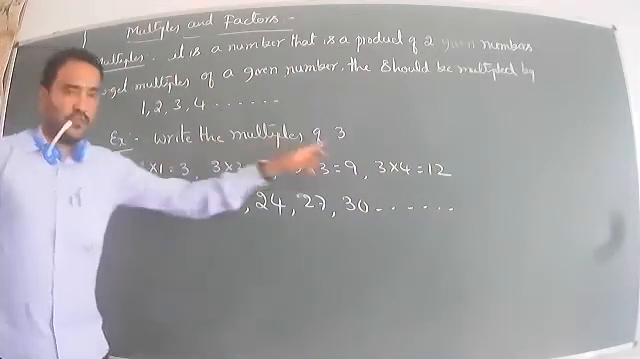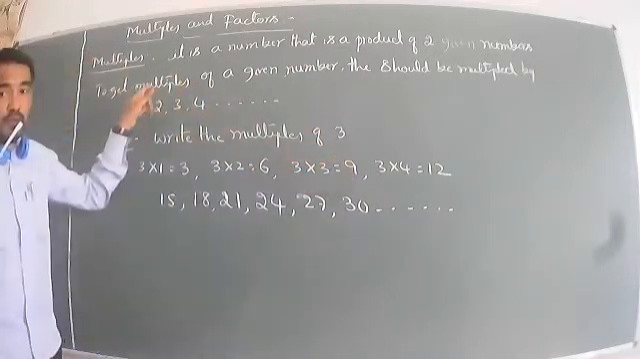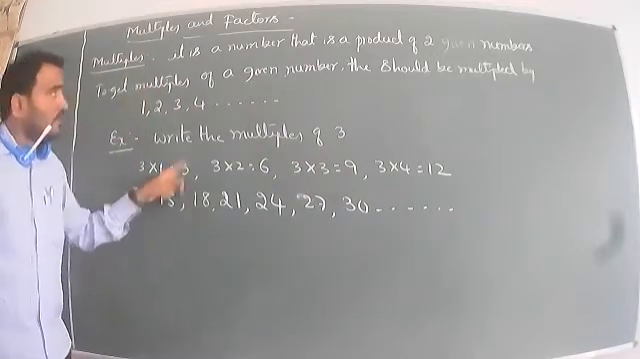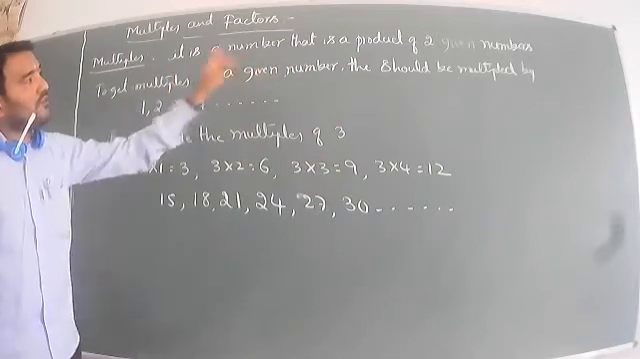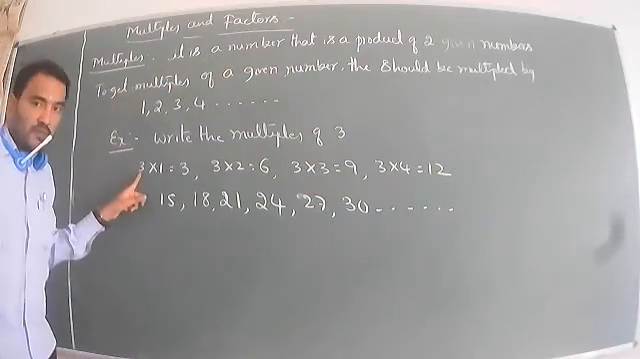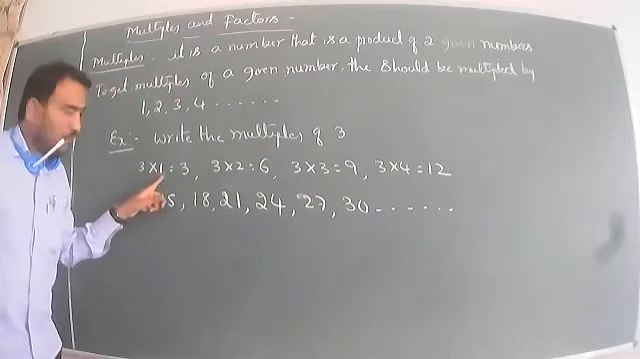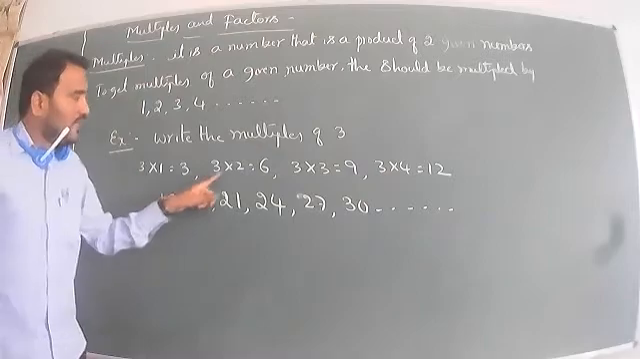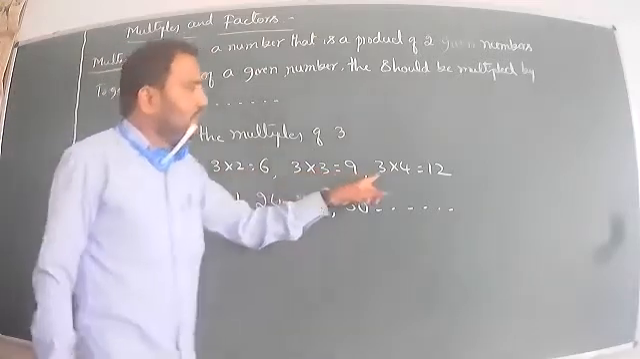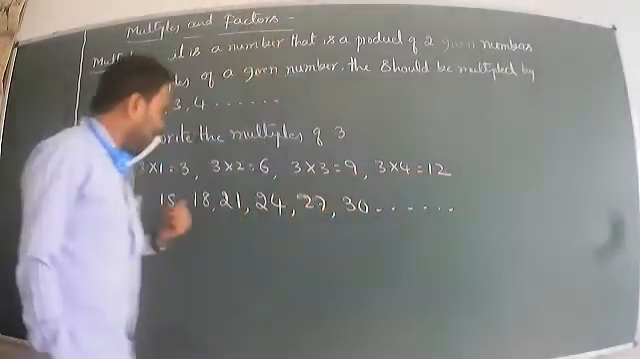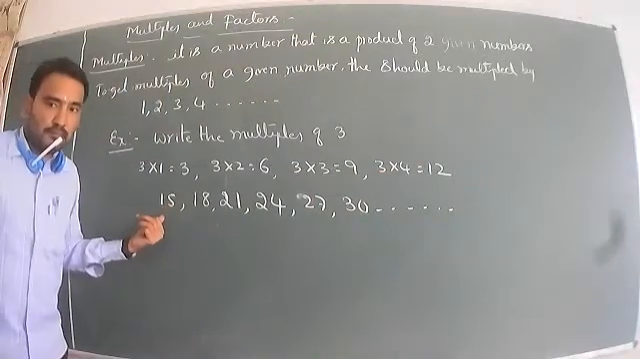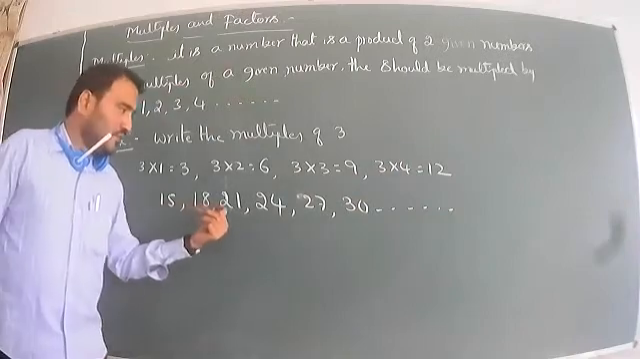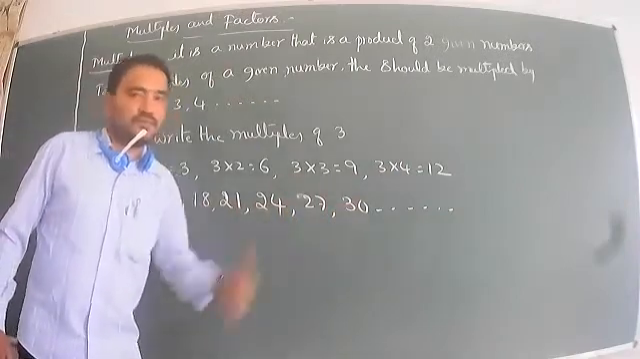Write the multiples of 3. So what is the statement? It is a number that is a product of two given numbers. Multiply 1 and 2, and we get a product. Product means multiple. 3 twos are 6, 3 threes are 9, 3 fours are 12. Mentally I will multiply: 15, 18, 21, 24, 27, 30.